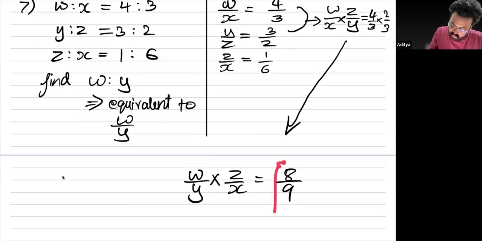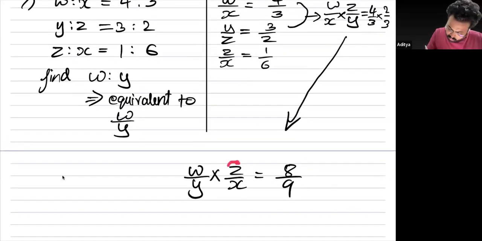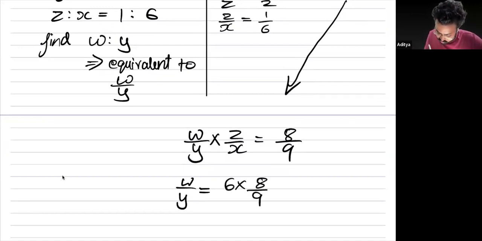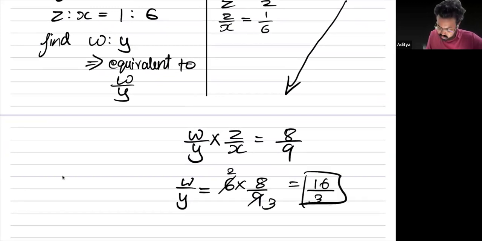This is something that few of you have answered, which is wrong. Adya, correct. Om, correct. Mariam, not correct. To remove z upon x, you can divide by this quantity over here. If you divide by 1 upon 6, w upon y equal to 6 times 8 by 9, which is 16 by 3, which is the answer.